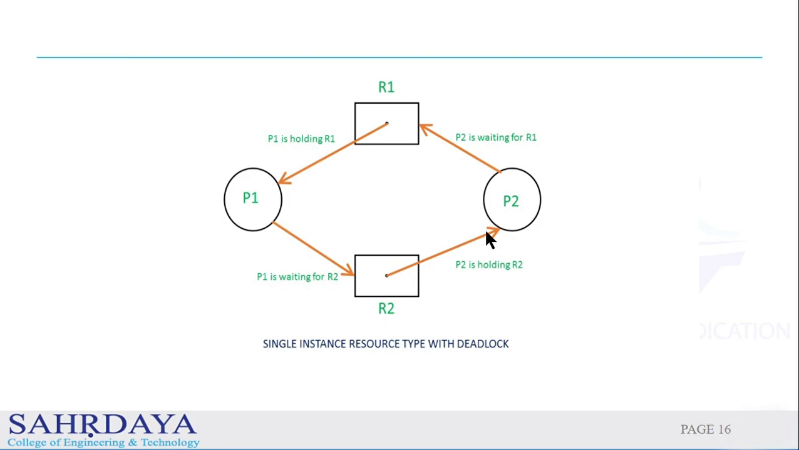And R2 is free, yes or no? Because this is a claim edge, R2 can be allocated to P2, and then the request edge would be converted into an assignment edge. But the kernel will not grant this request. Although the resource is free, still the kernel will not grant the request of P2. Why so? Because by granting the request right now, deadlock may arise in the future.